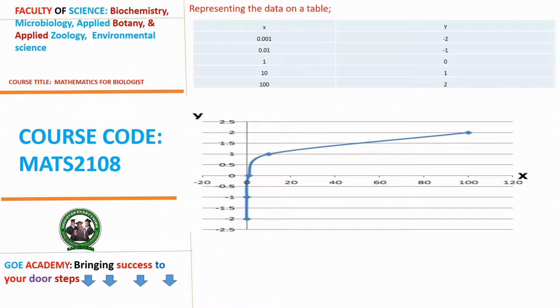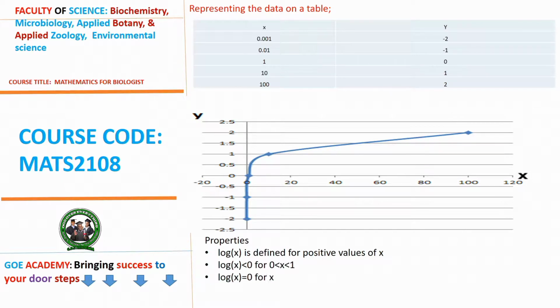Good. So the properties are slightly the same as those of ln. Log x is also defined for positive values of x. So we have log x less than 0 for that interval. We also have log x equals 0 for x equals 1, and log x greater than 0 for x greater than 1.